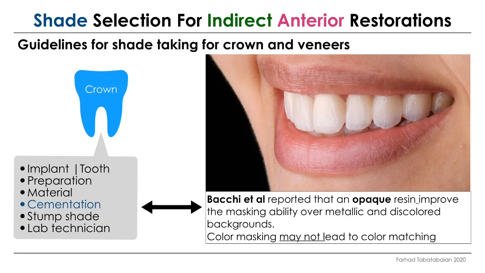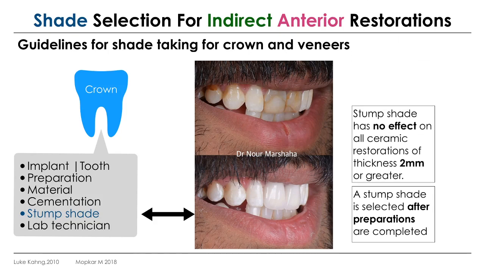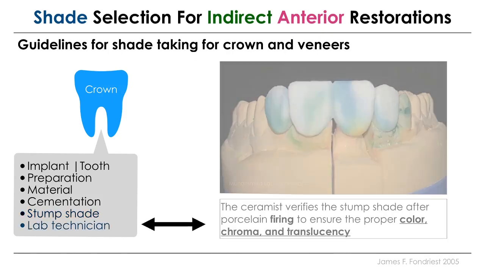As Bakshi et al. reported, an opaque resin cement improved the masking ability, but color masking doesn't mean that color matching will be achieved. So we cannot mask a stump shade if we don't know what we are masking and where. This is the difference between a beautiful smile and a merely cosmetic smile, because the stump shade is very important to take after preparations are completed, and there's no effect of the stump shade if we have a zirconia thickness of more than 2 millimeters.